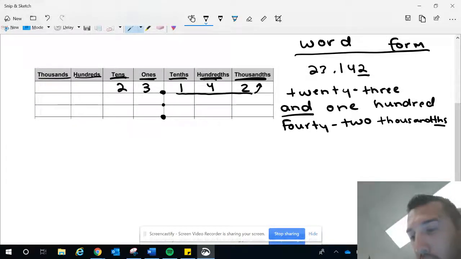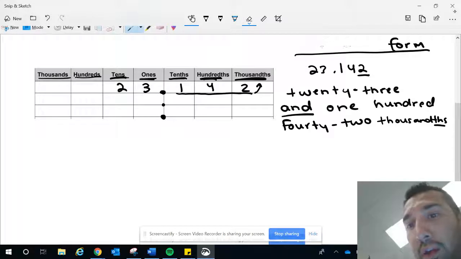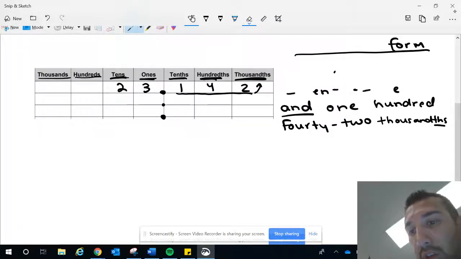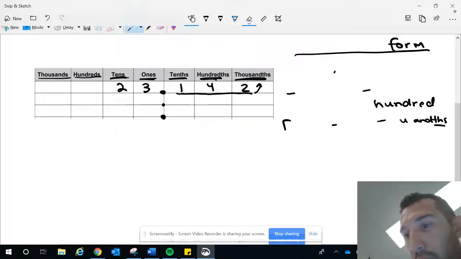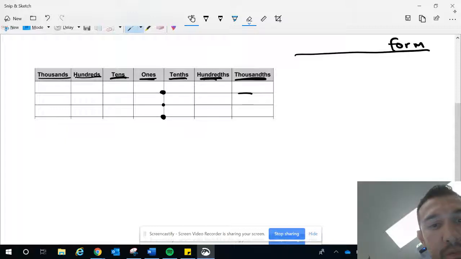All right, now let's do expanded form. I'm going to erase all this. There's probably a quicker way to erase this. I just need to figure it out. Okay, so I'm going to erase and let's do a new number.